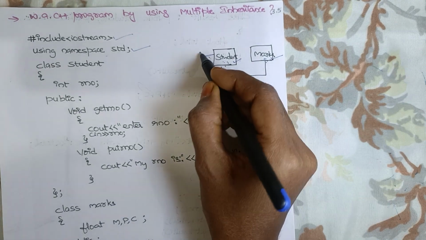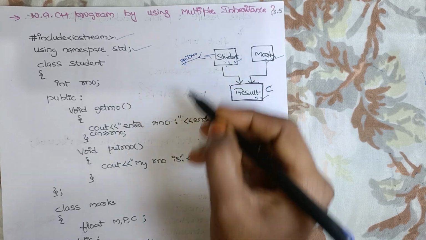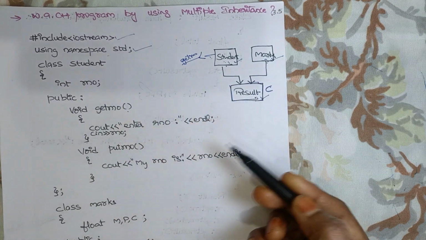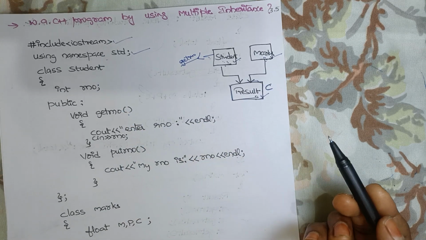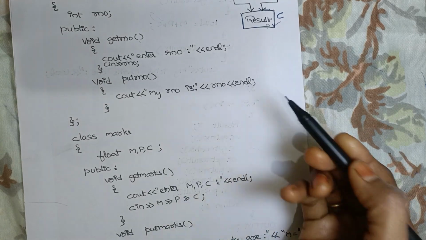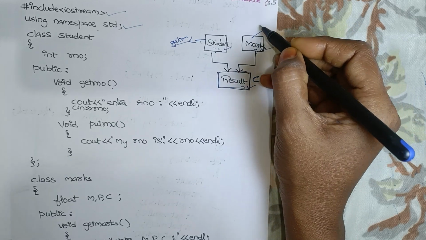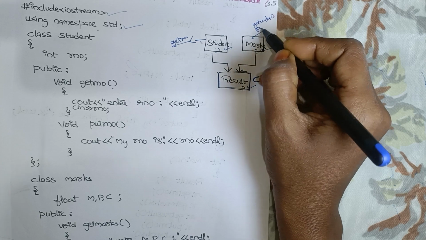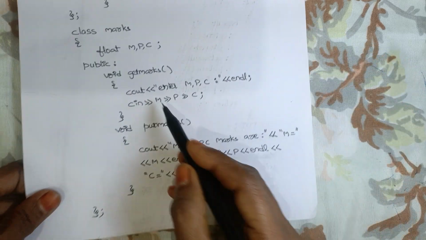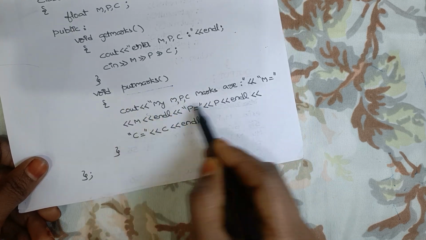In the student class I am going to print the student roll number. So I am taking a get roll number function to take his roll number, and a put roll number function to print the roll number. Next, the marks class. In this marks class I am taking get marks and put marks functions. In get marks I am asking for some marks, and in the put marks function I am simply printing the marks.